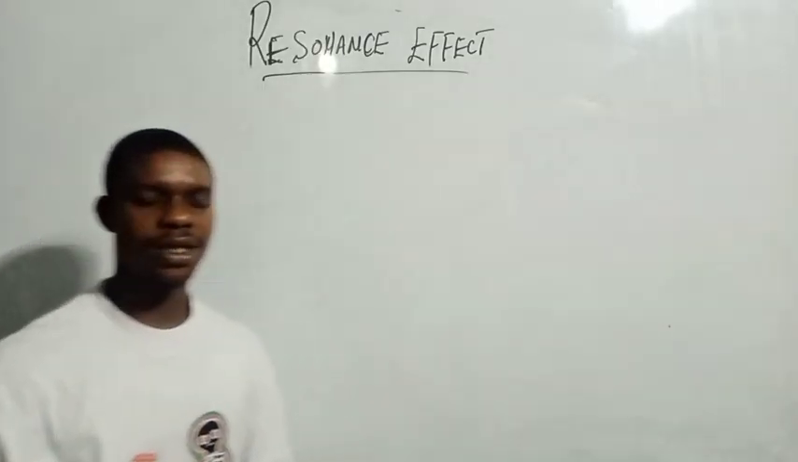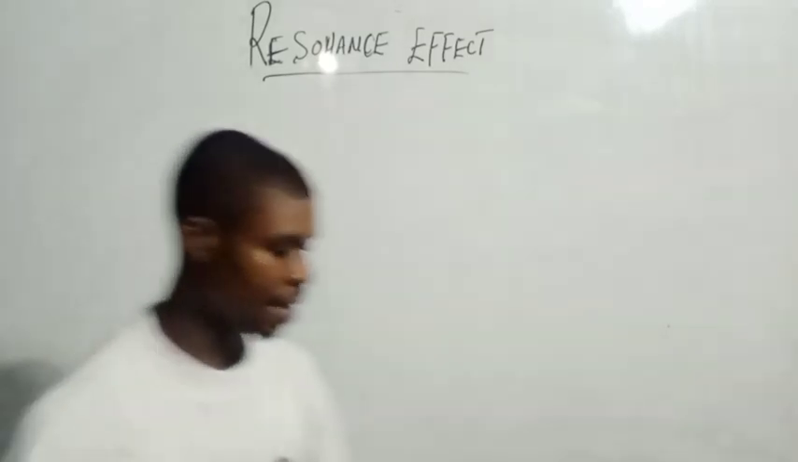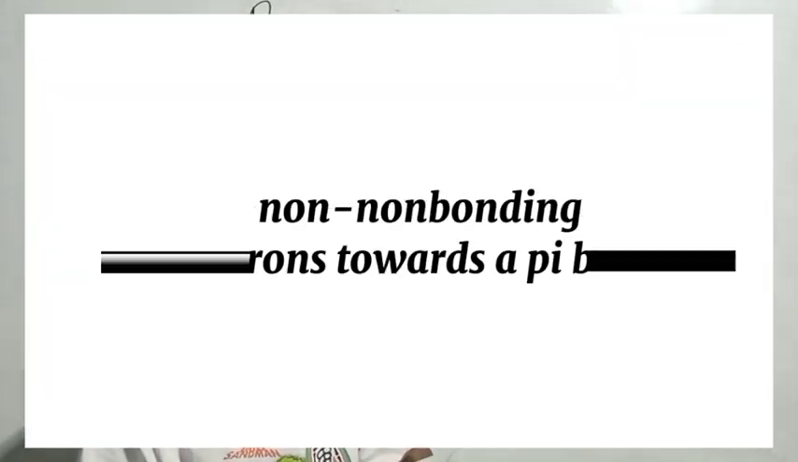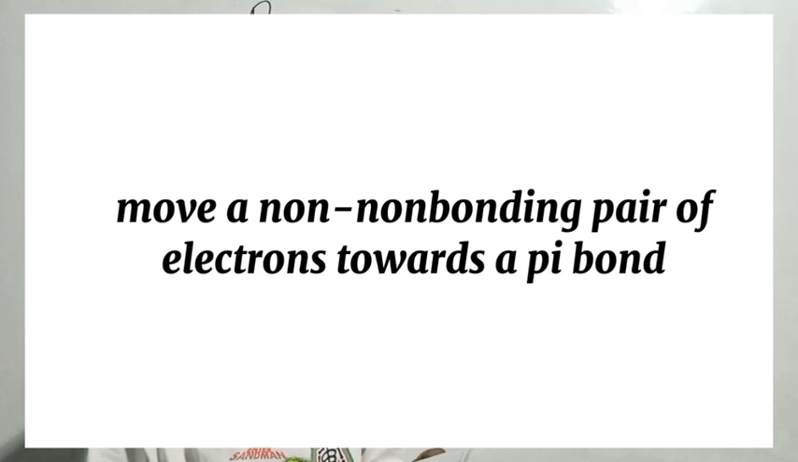Another rule here is rule number 2. Rule number 2 states that you move a non-bonding pair of electrons towards a pi bond. So here we have this stuff here.